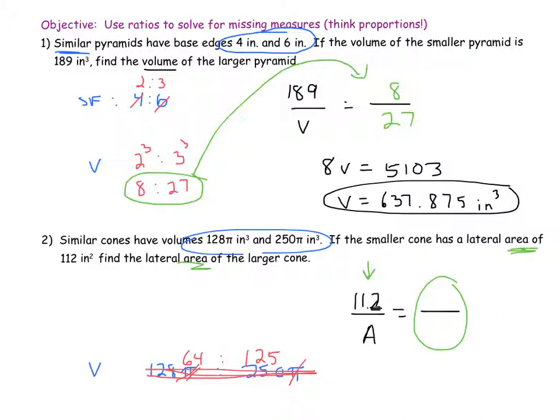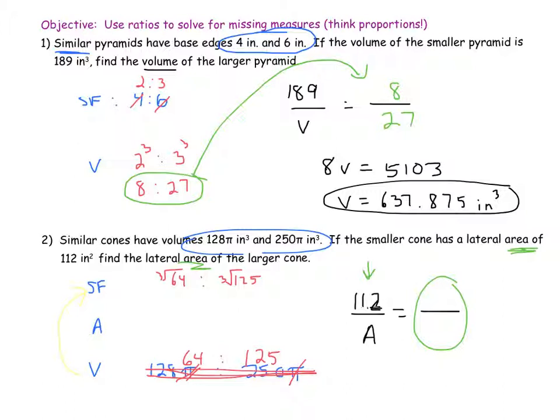There's actually not a way to get directly from volume to area ratio. So I'm going to have to go back to my scale factor ratio, and that's what I'm going to do first. Then I'm going to figure out my area ratio. So my thinking is, let's go first back to scale factor, and I'm going to do that by taking the cube root of 64 and the cube root of 125. That's going to be my scale factor ratio.